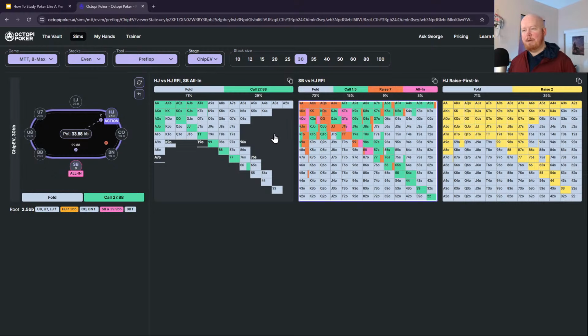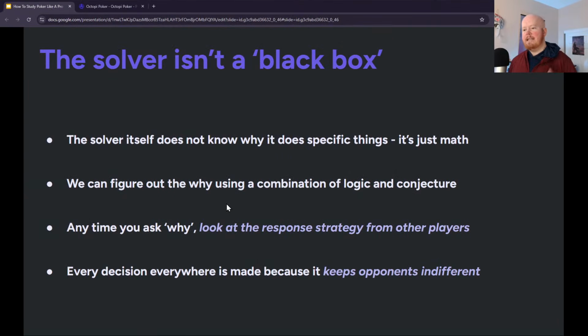So you can start to see these patterns, you can start to see these trends if you look at the responses. And the key thing to remember here is that every decision everywhere in the game tree, every single decision is made in some capacity because it keeps opponents indifferent between options. It keeps them in a position where they have tough decisions that they're faced with, right? There's nothing that goes on in a GTO solution that isn't based off of indifference in some capacity. It is the concept that holds the entire game of poker together. Each player is trying to make sure that the other player does not have a clear adaptation that they can make that is higher EV. So if you focus on that concept, you're going to be able to figure out the why in more detail.